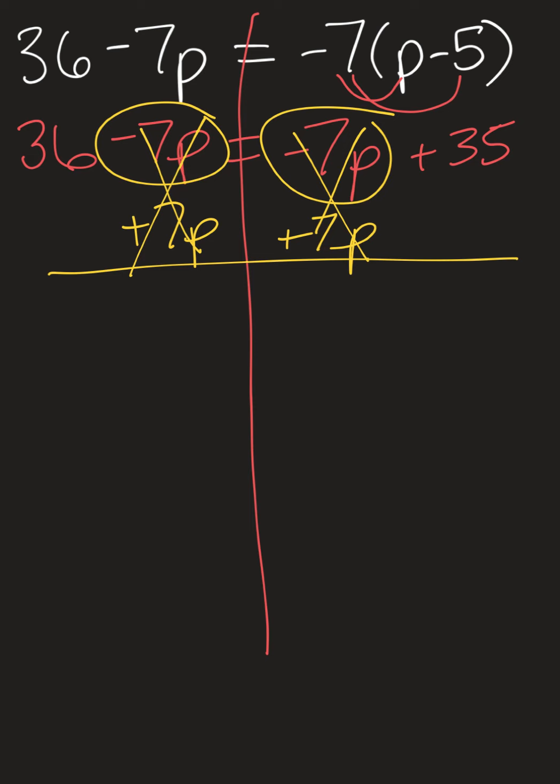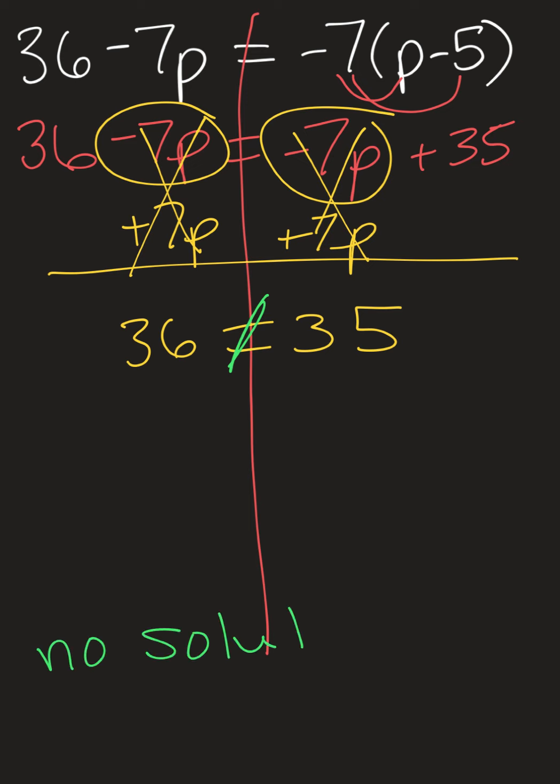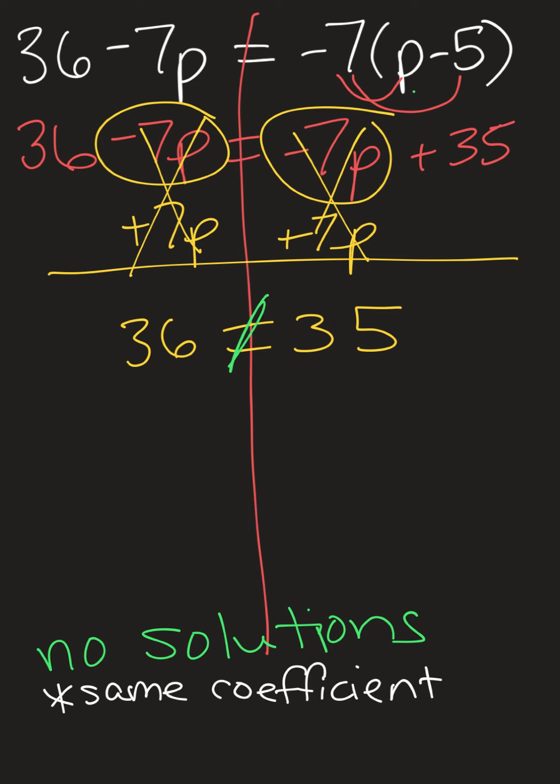Okay? So what I'm left with is 36 on the left and 35 on the right. Now, is it true that 36 is equal to 35? Definitely not. Because of that, we have no solutions. Okay, there's nothing I can plug in for p, in this case our variable is p, that is going to make this true because the p values are the same coefficient on both sides. So no solutions, you will notice, have the same coefficient once it's simplified. Okay, same coefficient when simplified.